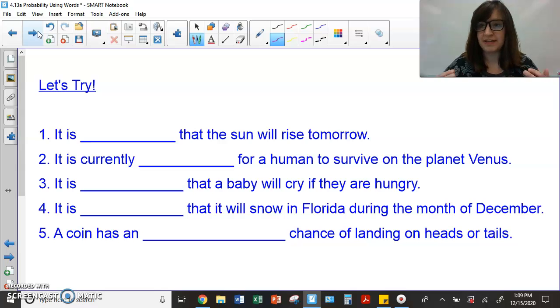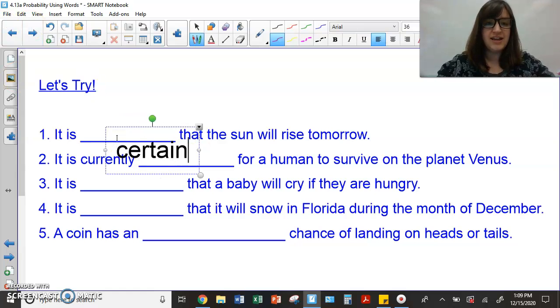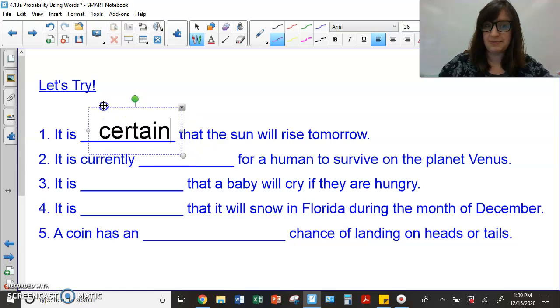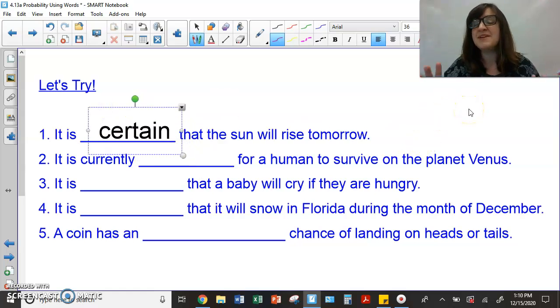So let's talk about some statements and let's see if we can use those five words that we just used on our previous slide, certain, impossible, likely, unlikely, and equally likely to represent these situations. Okay? It is blank that the sun will rise tomorrow. Well, if you've learned in science, the earth rotates on its axis every 24 hours. It always has, and as far as we know, it's going to. So that is actually certain, okay? It is certain that the sun will rise tomorrow. You may not see it because it might be cloudy, or you might not be outside to watch it happen, but it is certain that it's going to rise. Whether you see it or not, it happens, and it's been happening for a long time.